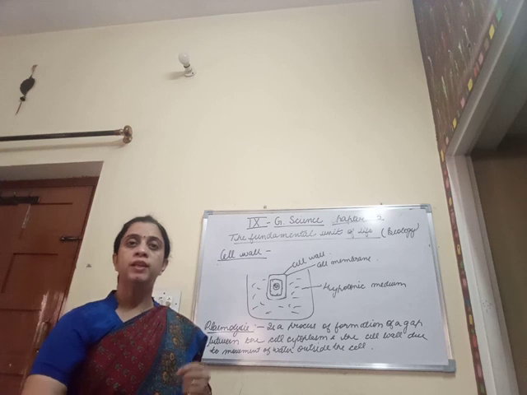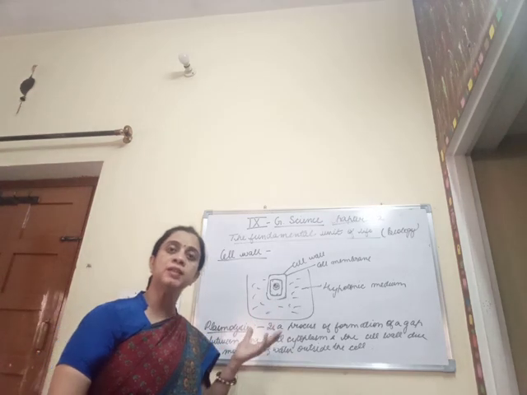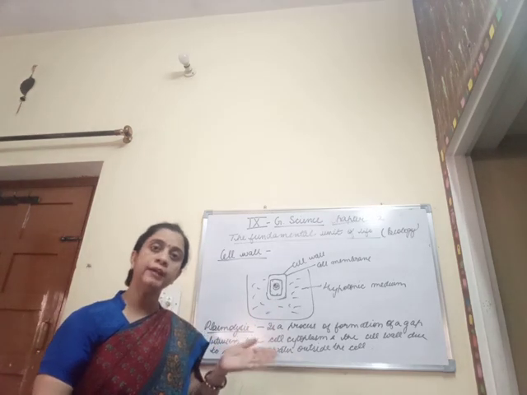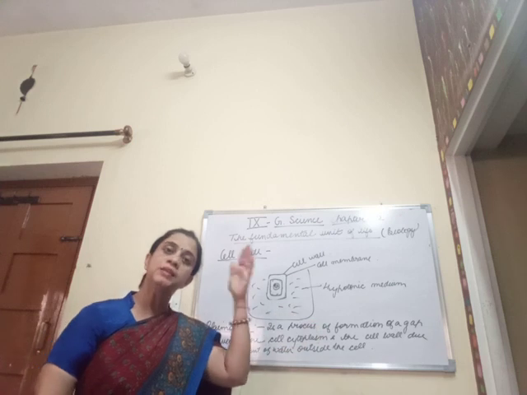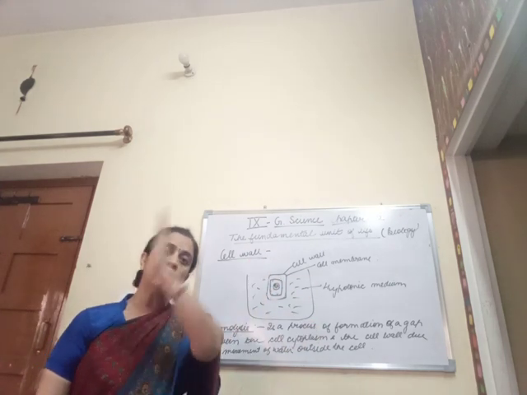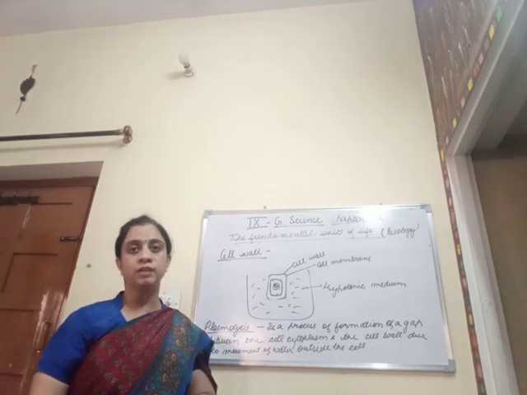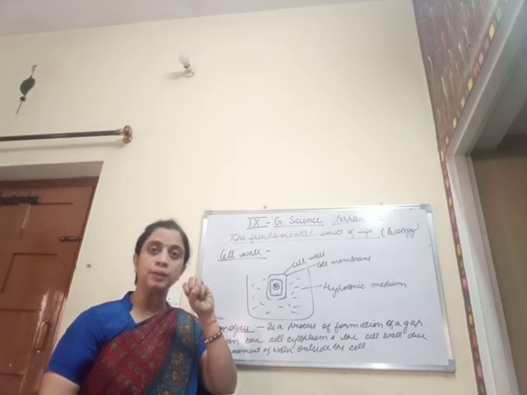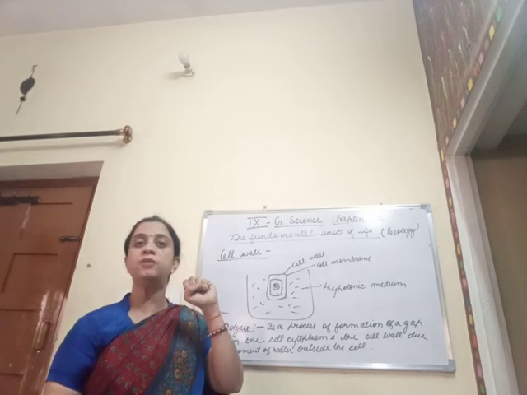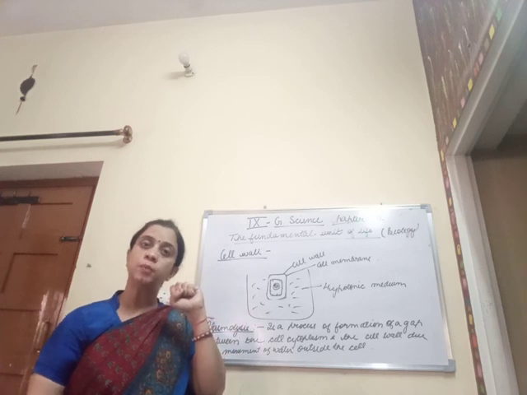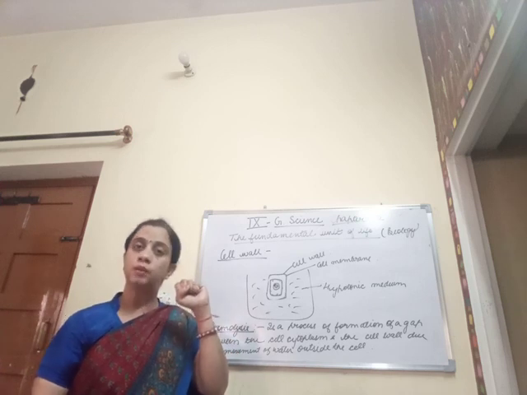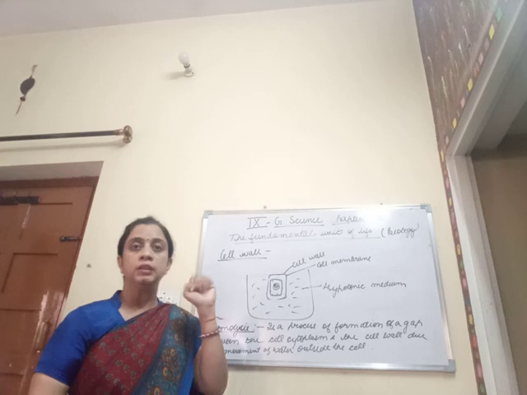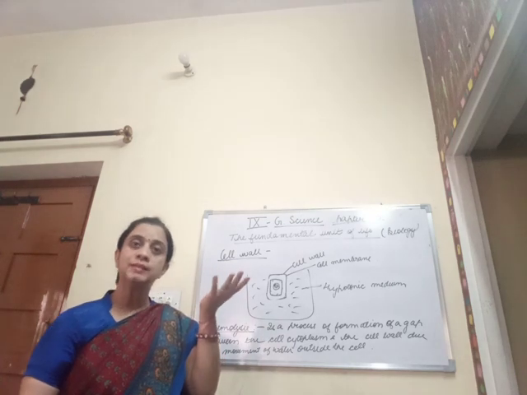What do we observe? That the plasmolysis process has taken place. How? The water contents from the cell cytoplasm have moved out from the cell to the external medium. As a result, the cytoplasm has shrunk and a gap has been formed between the cell cytoplasm and the cell wall. So here, plasmolysis has taken place.